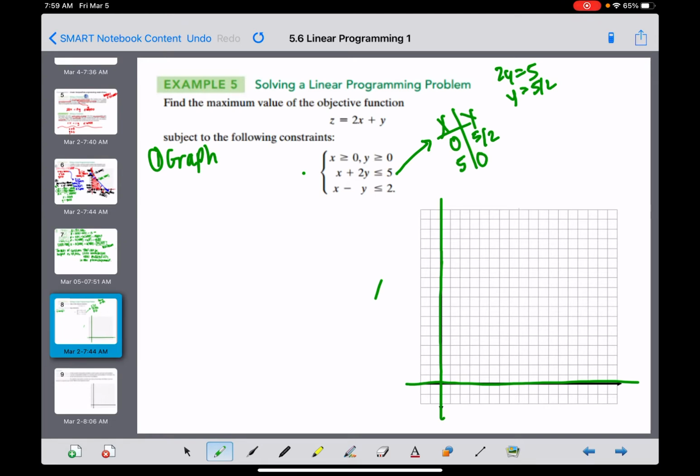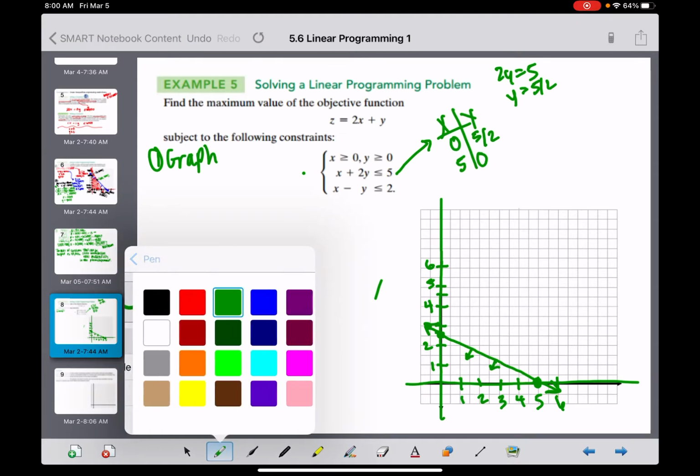Okay, so I'm going to do mine just to make it a little bit bigger of a region. I'm going to go 1, 2, 3, 4, 5, 6. And then I also know I have to graph 2.5, so that makes that easier. So 1, 2, 3, 4, 5, 6. Okay, so 0, 5 halves, so that would be 2.5, so right here. And then 5, 0. And then that's a solid line. And if we plug in 0, 0, 0 is less than or equal to 5, so you're going to be shading below.